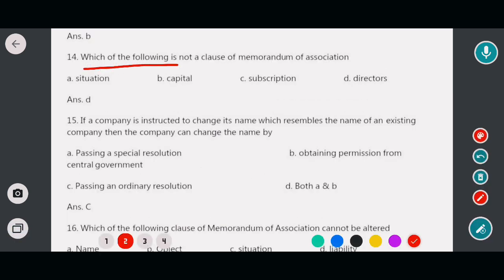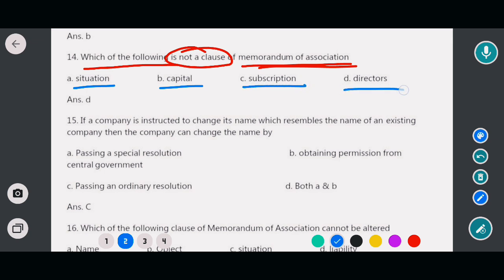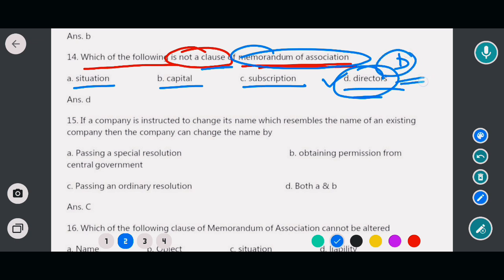Which of the following is not a clause of memorandum of association? Okay, options are situation, capital, subscription, and directors. So in this case the correct option would be option D, that means directors. That means directors is not a clause of the memorandum of association. So in this case option D would be the correct answer. Okay, so now on to next question.